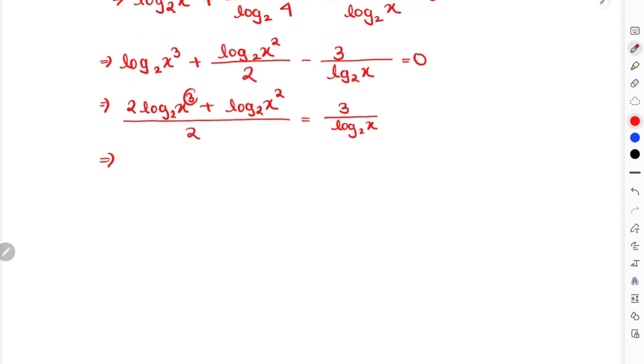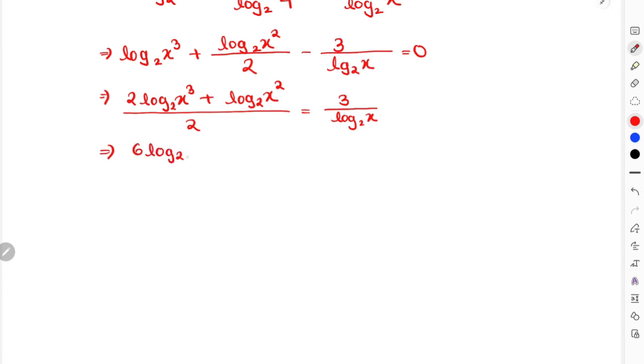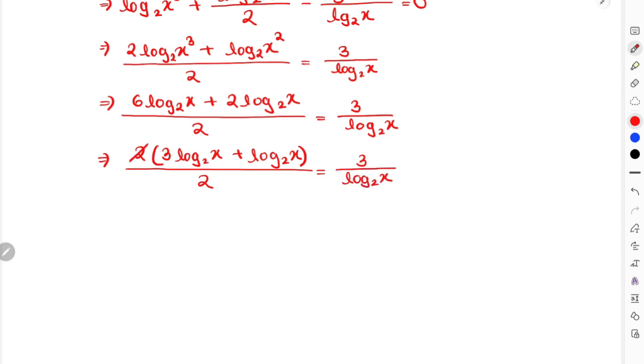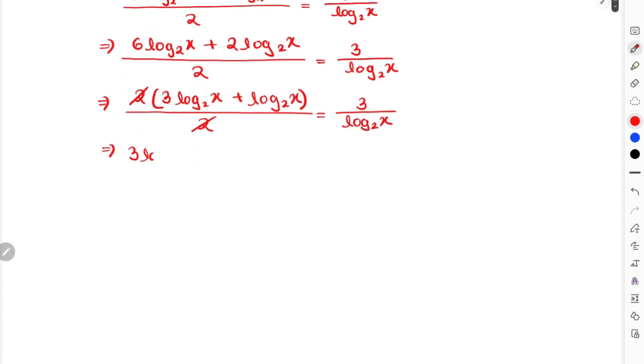Eventually when you simplify it, for example you take this 3 in the front and you take this 2 in the front, they will be multiplied with whatever you have in front of that log base 2x. So it will be 6 log base 2x plus 2 log base 2x divided by 2, and this is equal to 3 over log base 2x. Eventually if you take 2 common from the numerator, you are going to have 3 log base 2x plus 1 log base 2x divided by 2. So these 2 and 2 get cancelled out, and now you are left with 3 log base 2x plus log base 2x equals 3 over log base 2x.